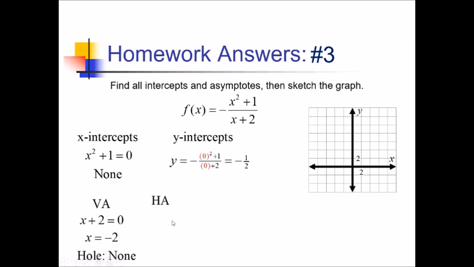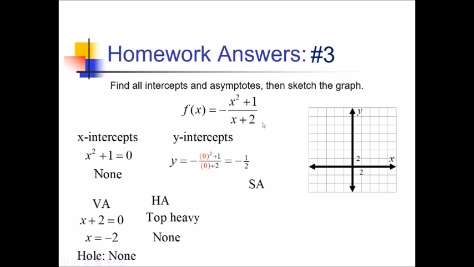For horizontal asymptotes, I see that I have a top-heavy function. We have an x squared in the numerator versus only an x to the first power in the denominator. Since we are top-heavy, there's no horizontal asymptote. There is, however, a slant asymptote that we can find.